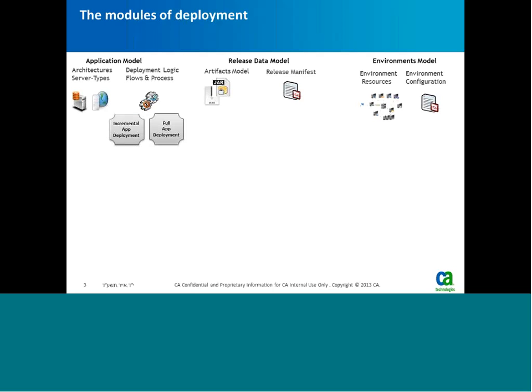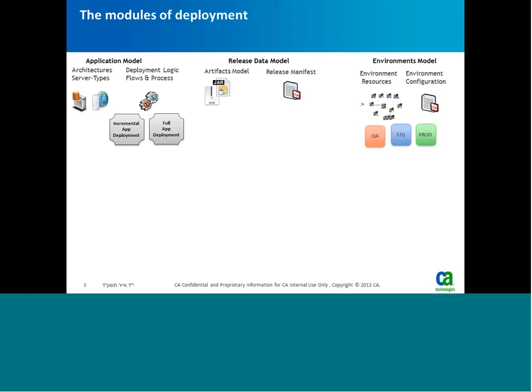For example, I can have a full application deployment and an incremental application deployment. It's just a generic one. It is not connected to a specific release or specific environment. And whenever I need to do a specific deployment, like a full deployment, I'm just going to take that piece, associate it with the relevant data, and have a concrete plan for a specific deployment.